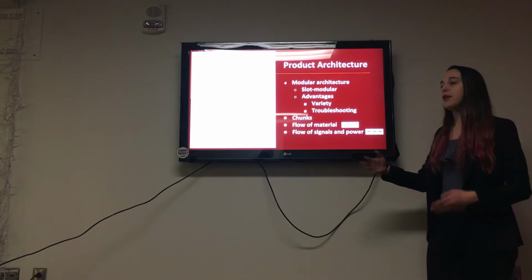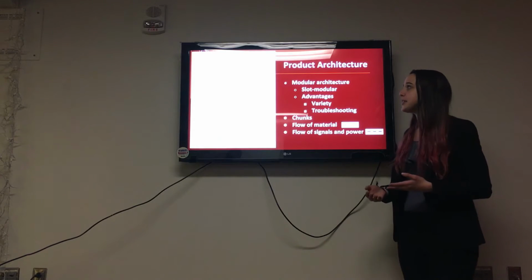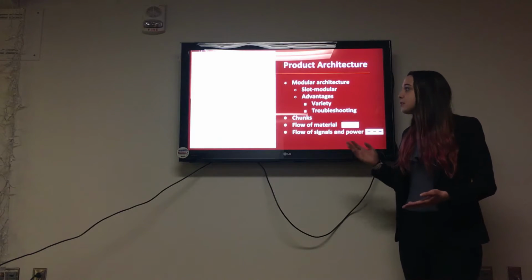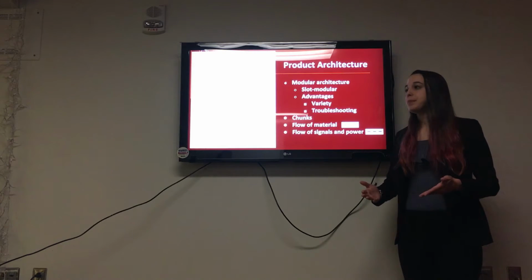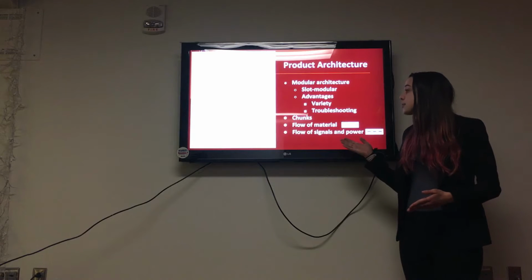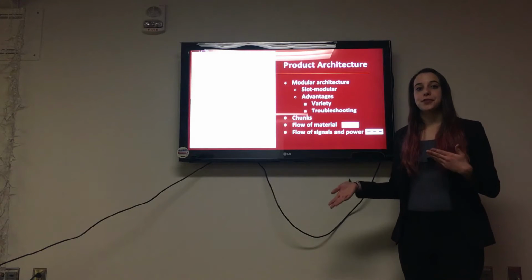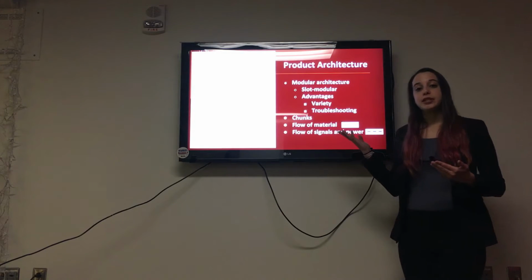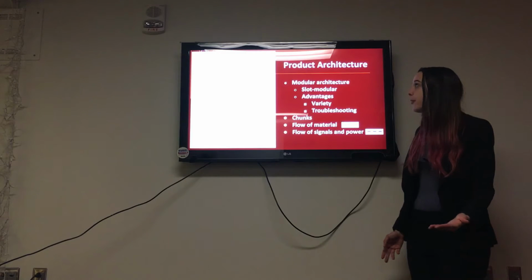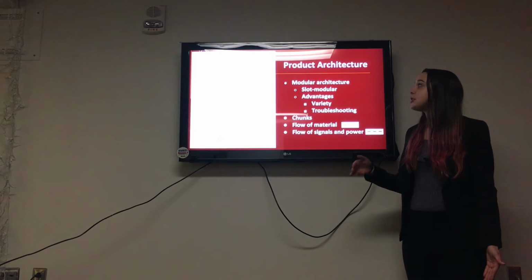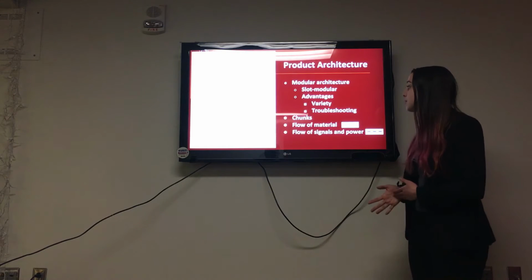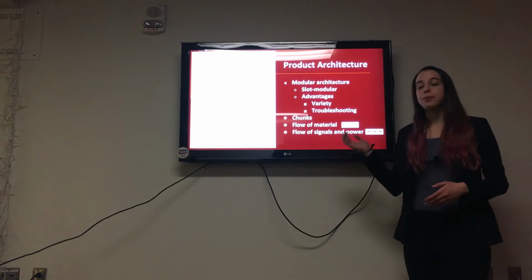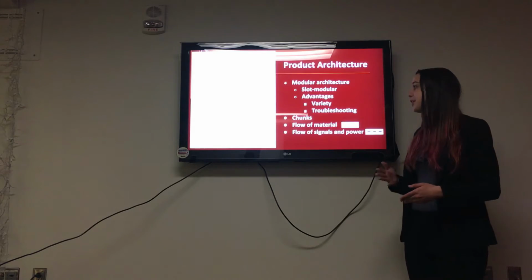And our chunks follow a very logical pattern. As you can see, each station is its own chunk, as well as the Arduino, the servo, and the computer. And the flows between our chunks are also very logical. The flow of material, which we consider to be our ping pong ball, flows from the servo to station 1, to station 2, to station 3. And the signals and power flow from the computer to the Arduino to the servo.